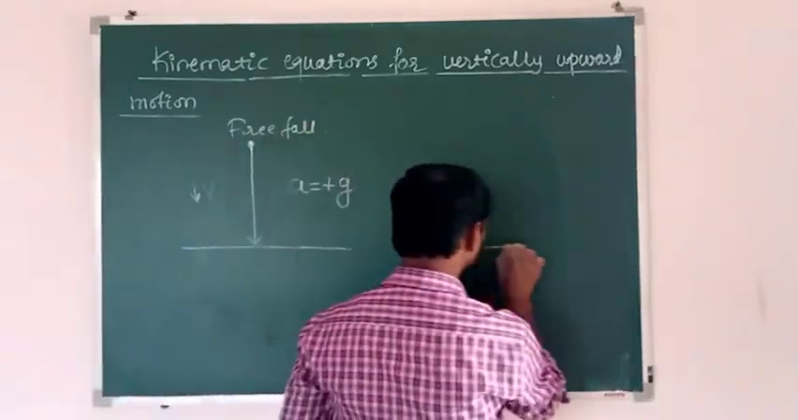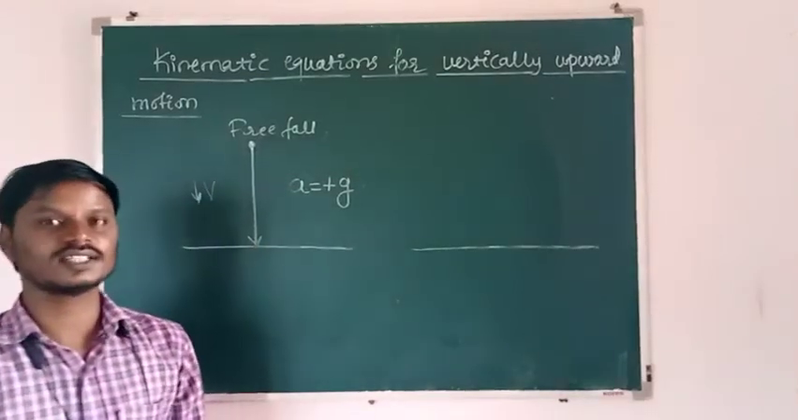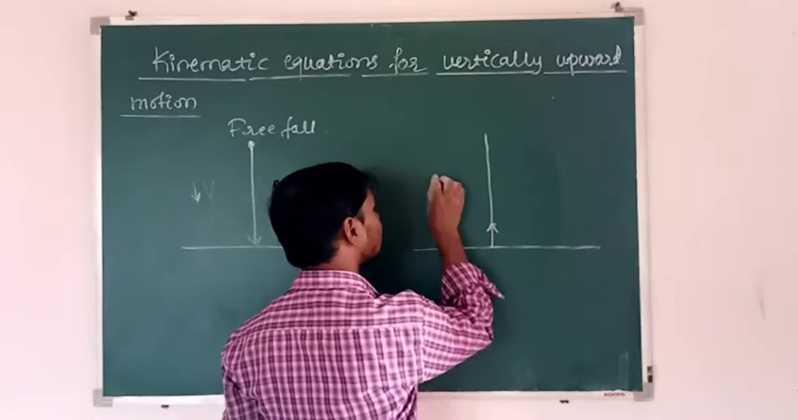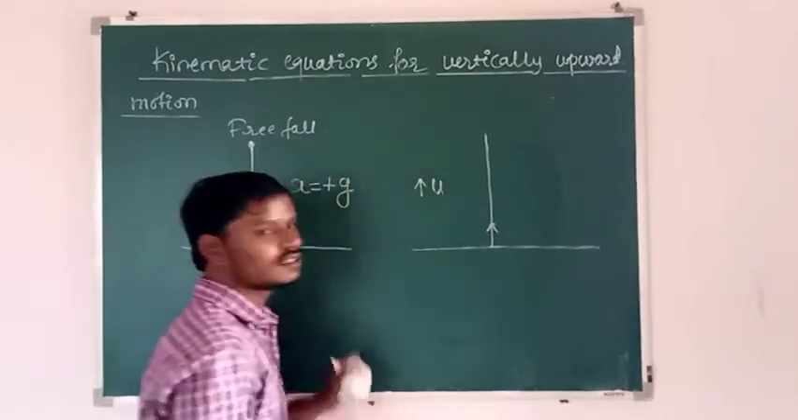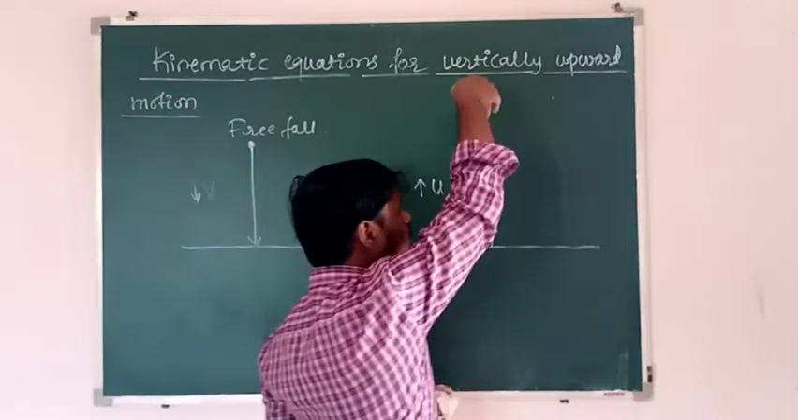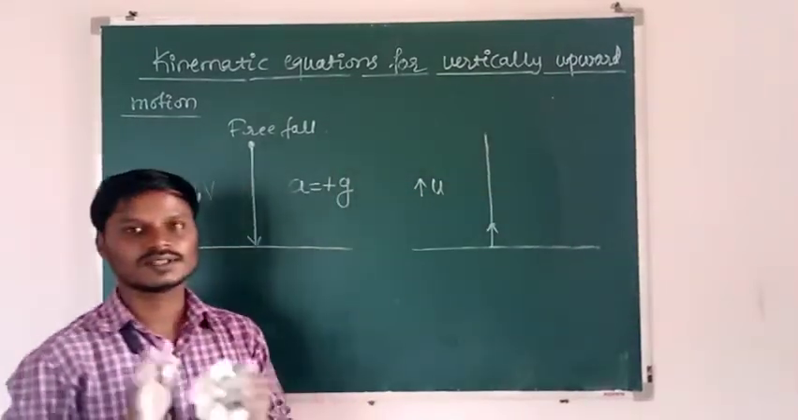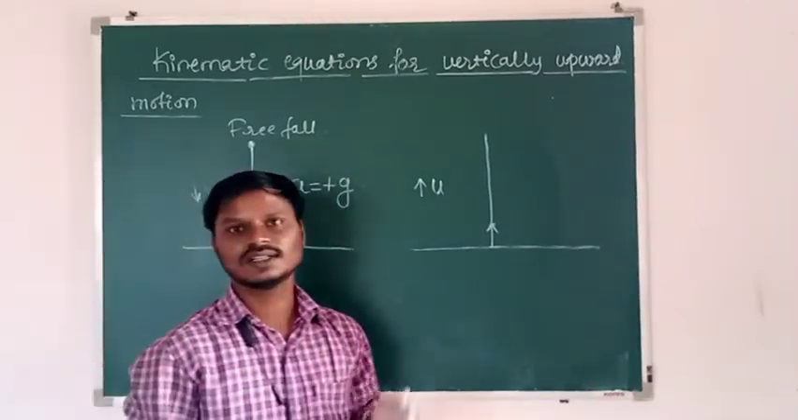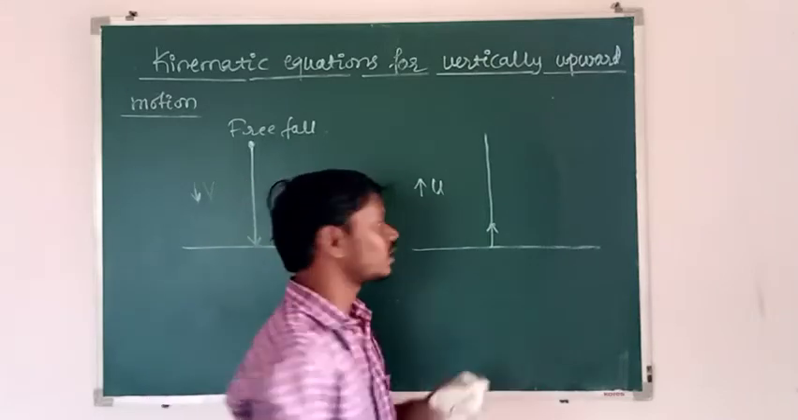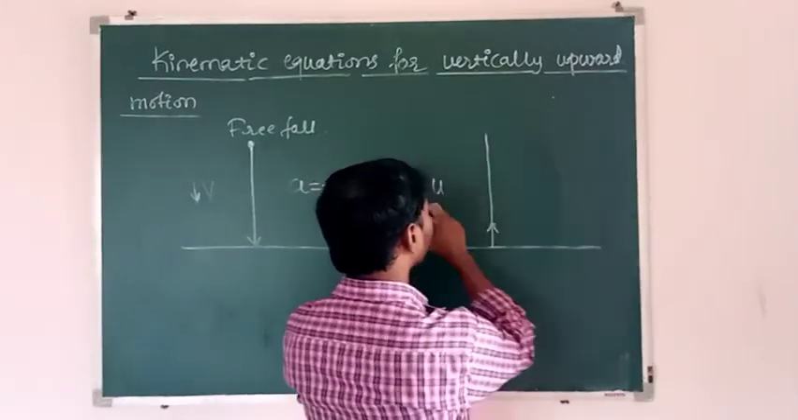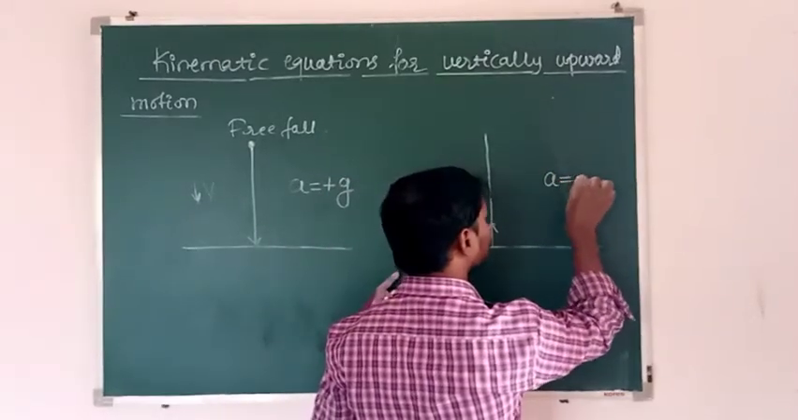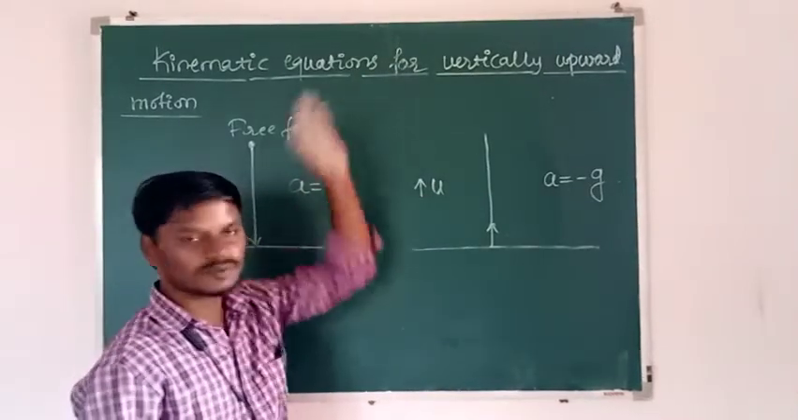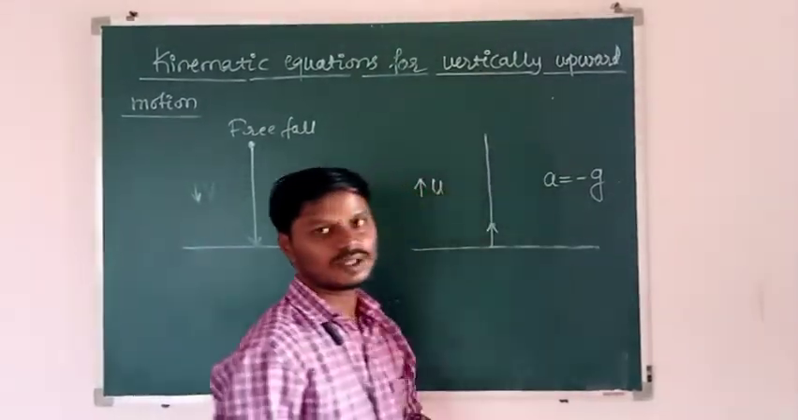Suppose the body is projected upward. Projected upward means thrown upward. Here velocity is in upward direction, but the acceleration due to gravity is in downward direction. So one more thing, listen here. Always the acceleration due to gravity is in which direction? Downward direction, because gravitational force is in downward direction. Here the velocity and acceleration are in opposite directions, so I will take a as minus g and u as plus u, because velocity is in upward direction and acceleration is in downward direction.